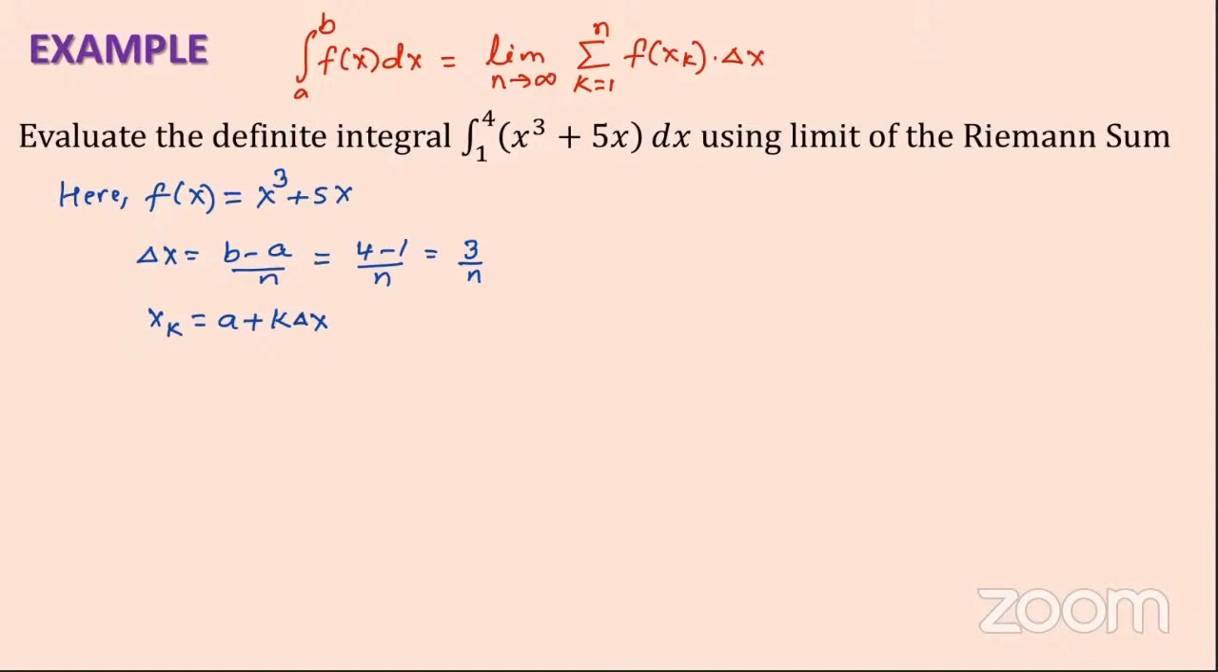So I did a plus k times delta x. So I need to plug in those values. So a is 1 plus k times delta x. Delta x is 3 over n. And if you multiply by k, that will be 3k over n. Right? k times delta x. Delta x is 3 over n. So k times 3 over n is 3k over n.